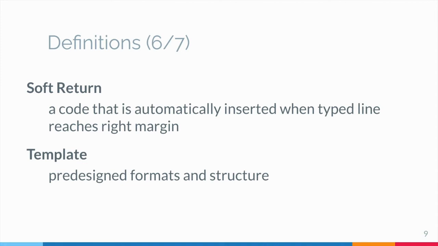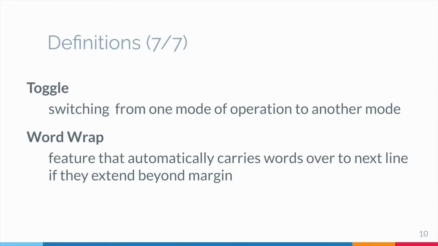Soft return is the code that the program inserts in the document automatically when the typed line reaches the right margin. Template contains pre-designed formats and structure. Toggling switches from one mode of operation to another mode. For example, a user might toggle from insert mode to replace overtype mode. Word wrap is the feature that automatically carries words over to the next line if they extend beyond the margin.